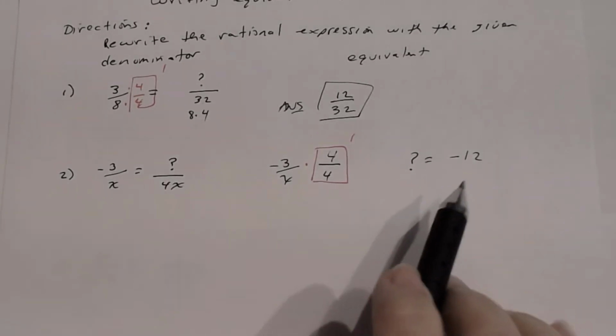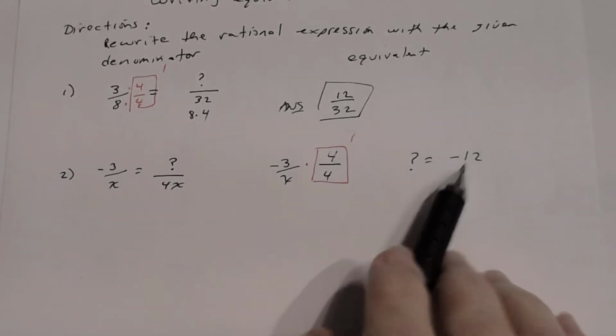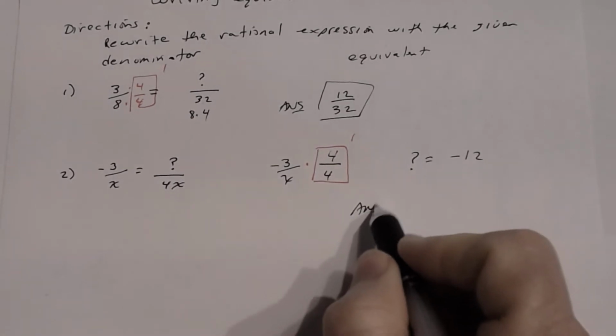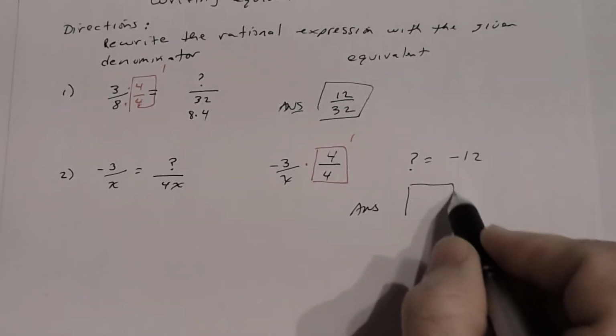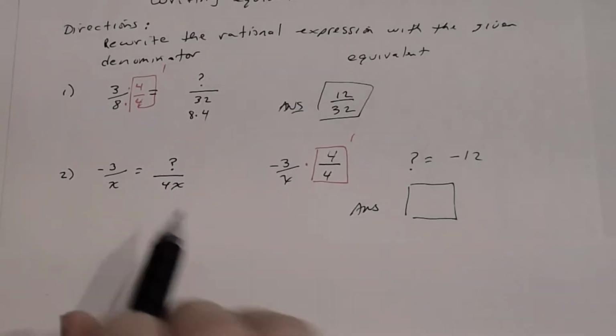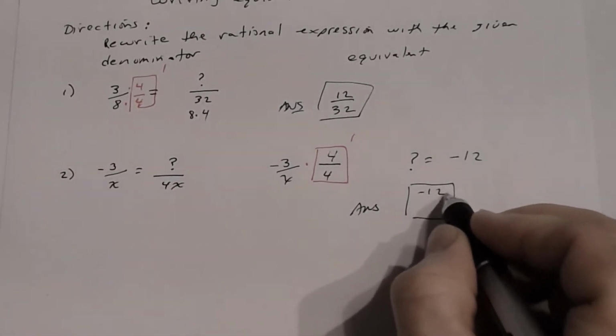Now in my math lab, they may ask you to put negative 12. On a worksheet that you have to turn in that's not related to my math lab, then you would probably say the answer will be, remember the question mark is negative 12, so you say negative 12 divided by 4x. So negative 12 divided by 4x.